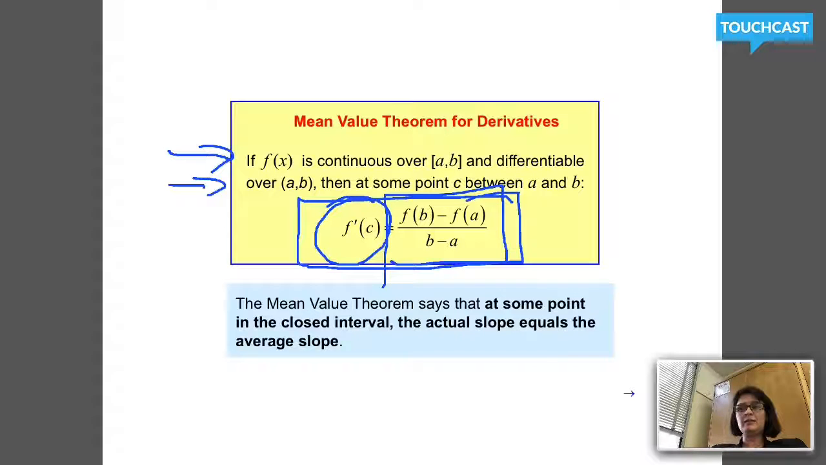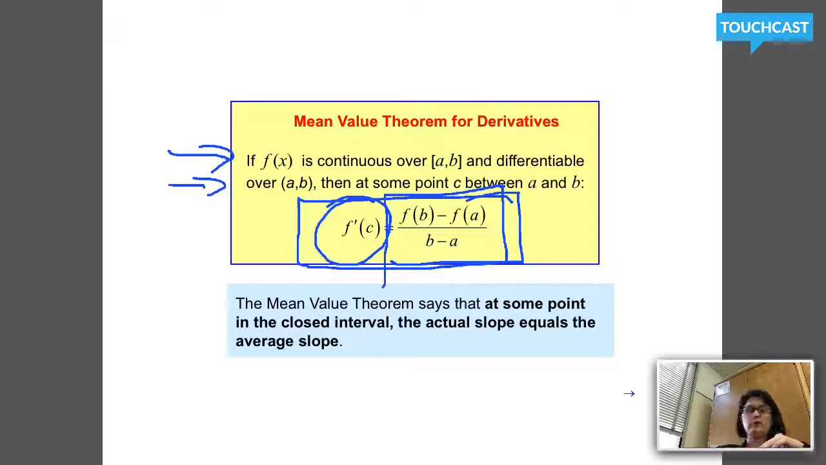So there are two hypotheses of the mean value theorem. There's a place for you to write these in. The first hypothesis is f(x) is continuous over the closed interval, so interval with brackets, [a, b]. The second hypothesis is f(x) is differentiable over the open interval with parentheses, (a, b). Those are the two hypotheses. The conclusion is the part of this statement that comes after the word then, and that is specifically, at some point c between a and b, f'(c) equals (f(b) minus f(a)) over (b minus a).